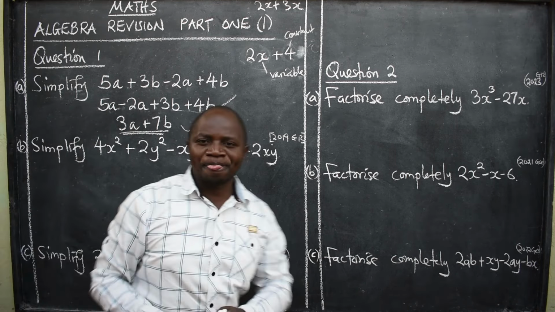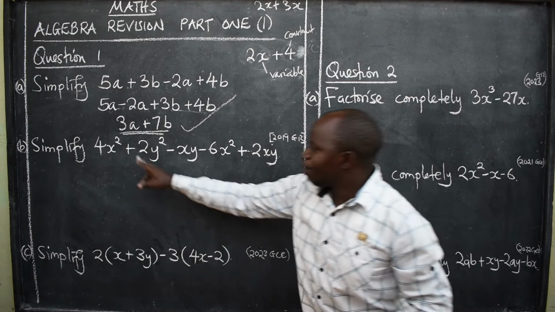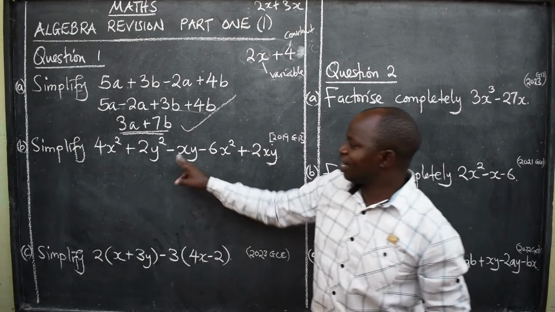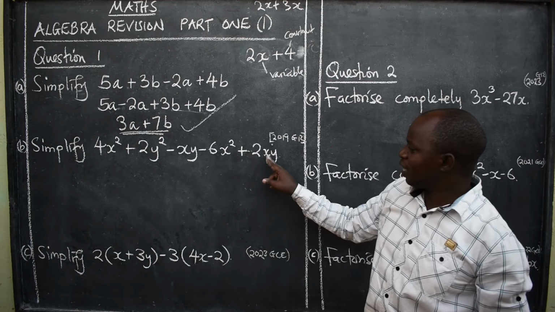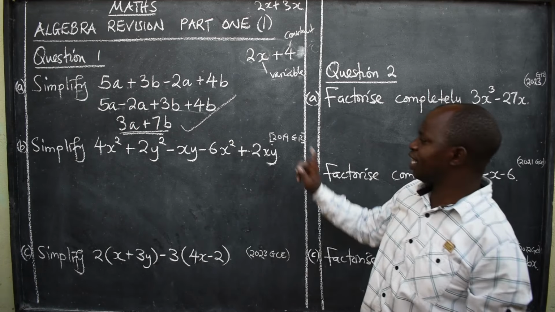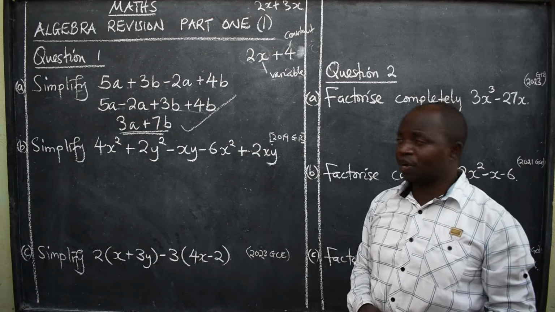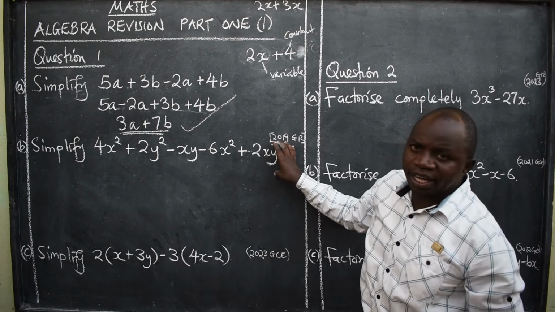Part b. Simplify 4x squared plus 2y squared minus xy minus 6x squared plus 2xy. This is coming from 2019 grade 12. Okay, simplify, 2 marks. There are no brackets here.